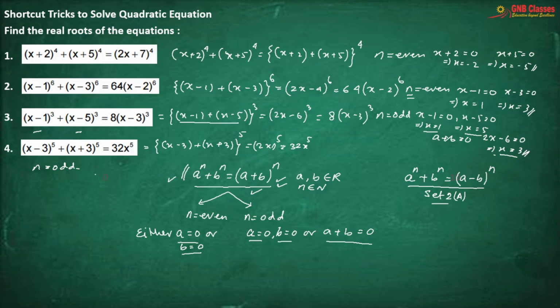If n is odd, then the solution will be a equals 0, that is x minus 3 equals 0, which implies x is 3. B equals 0, that is x plus 3 equals 0, which implies x equals minus 3. And also a plus b equals 0, that is in this case x minus 3 plus x plus 3 equals 0, which implies 2x is 0, which implies x equals 0, right? Therefore the real solution for this equation will be x equals 3 or x equals minus 3 or x equals 0. That's it. Have you understood this? Okay.